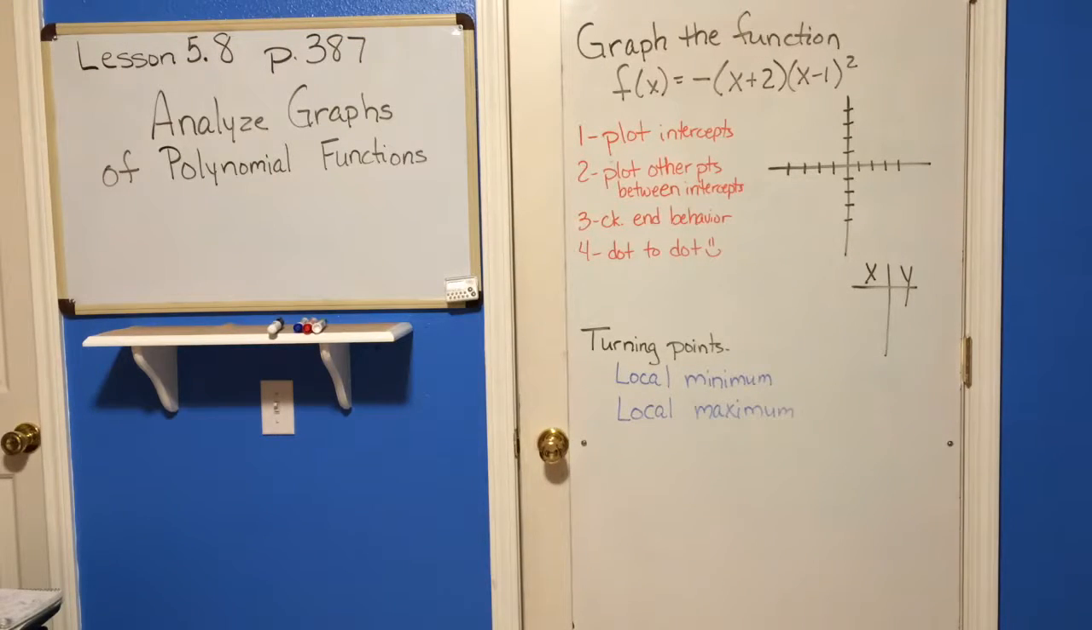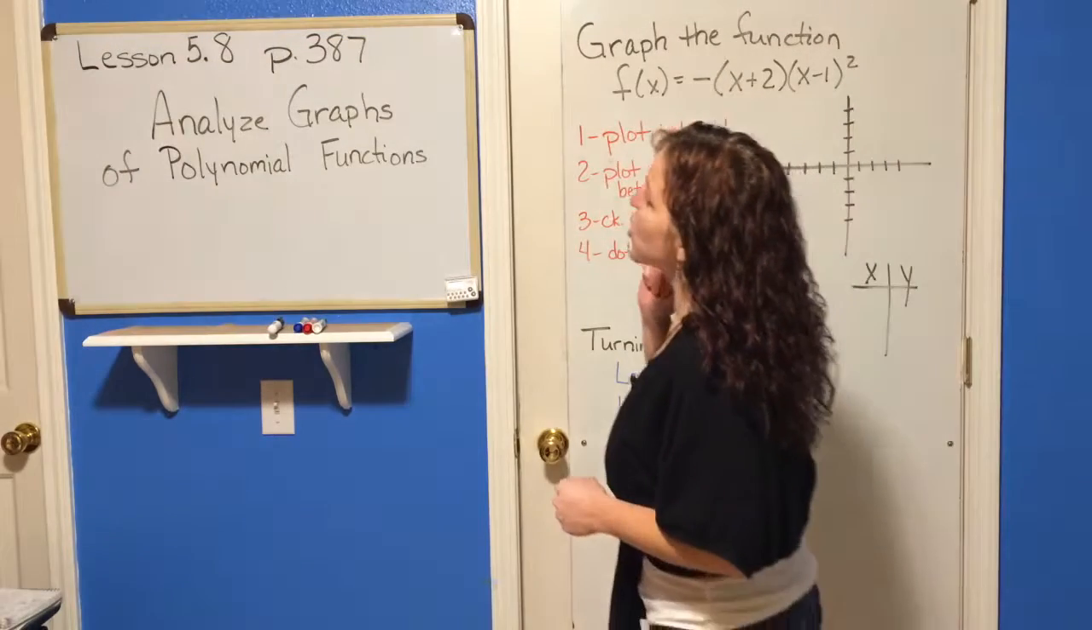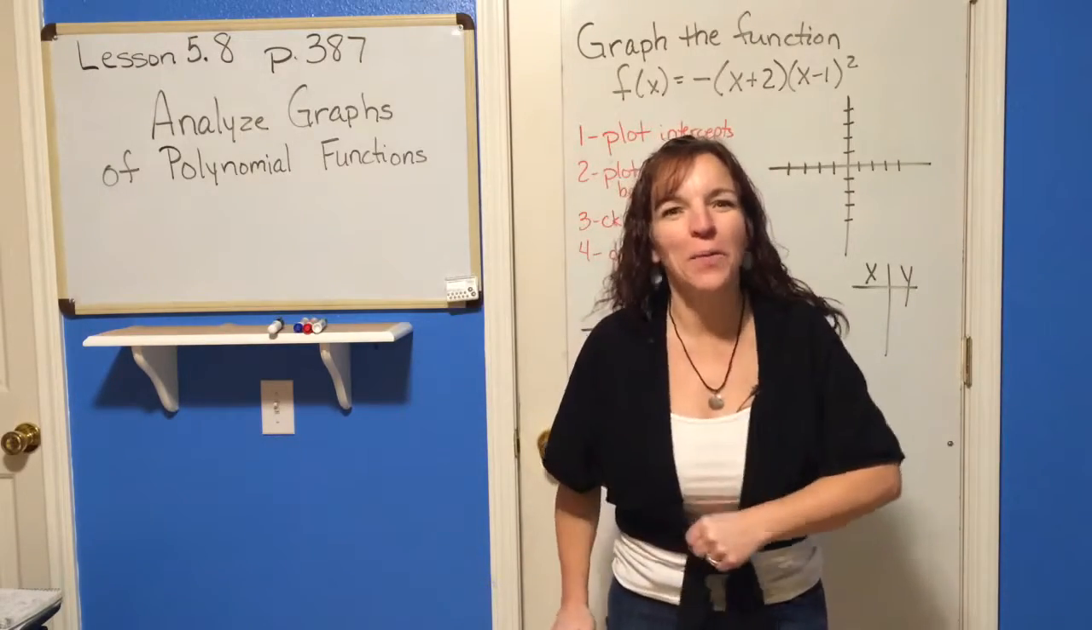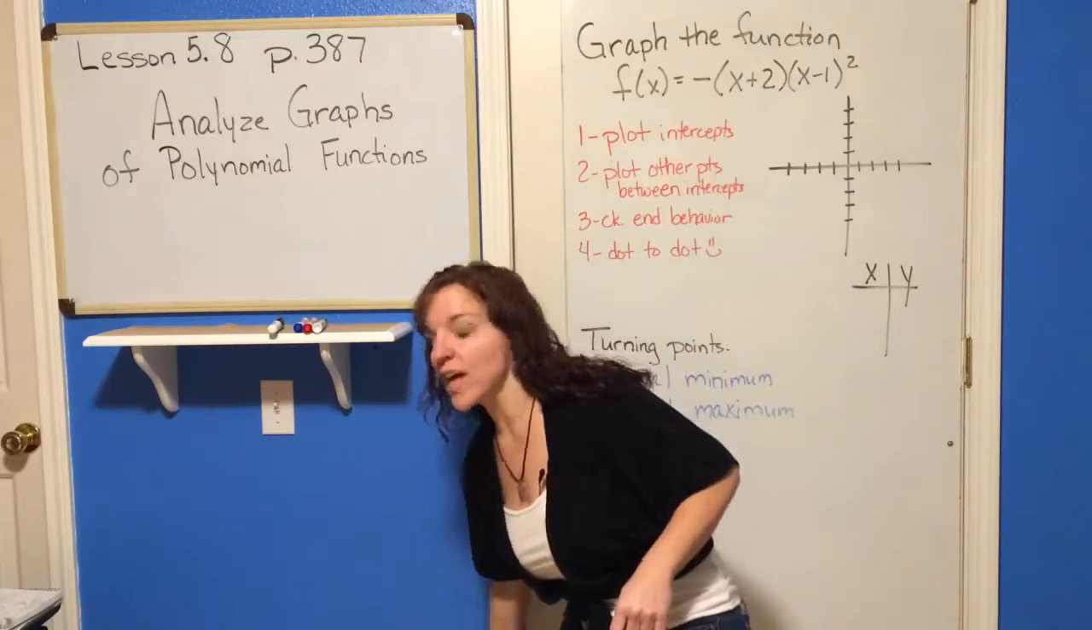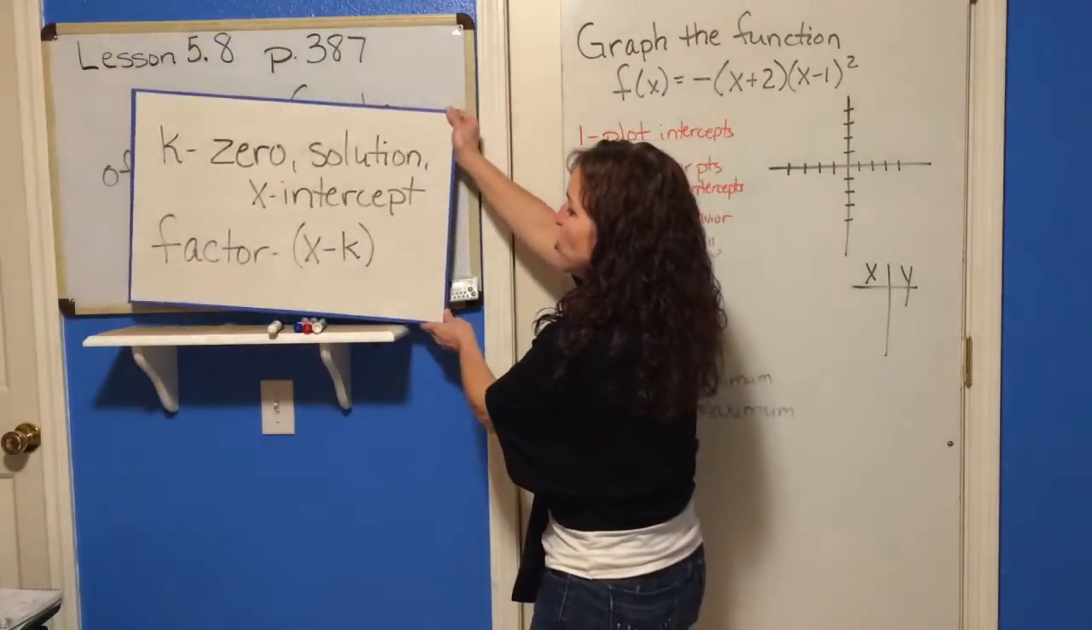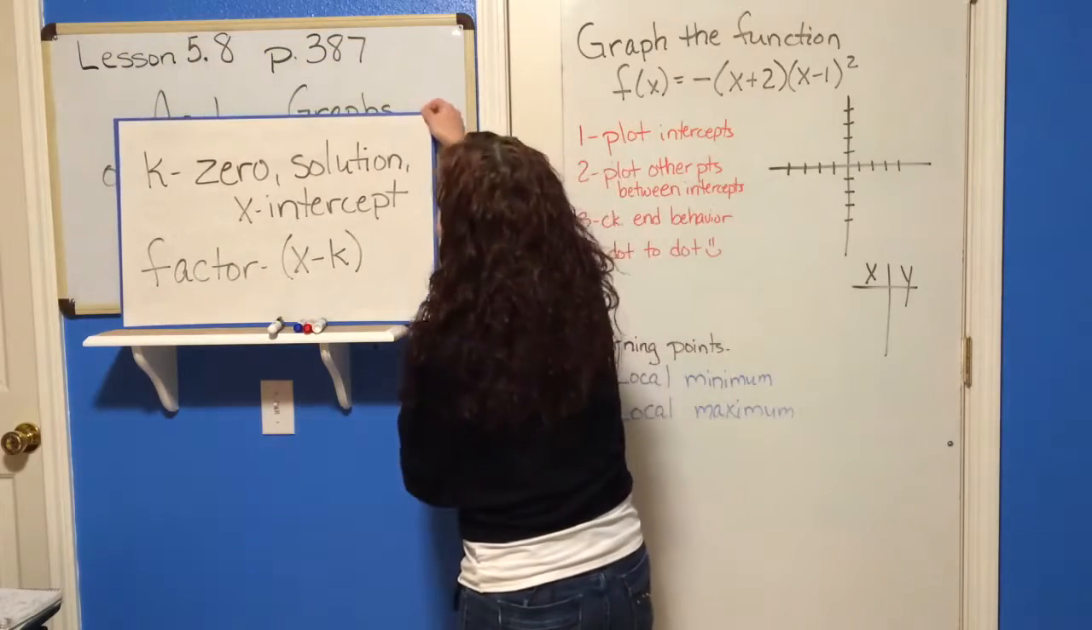Section 8 of Chapter 5 is titled Analyze the Graphs of Polynomial Functions. Doesn't that sound exciting? Here we go. All right, the first thing we need to do is remember some terms that you should know by now that we've been using.